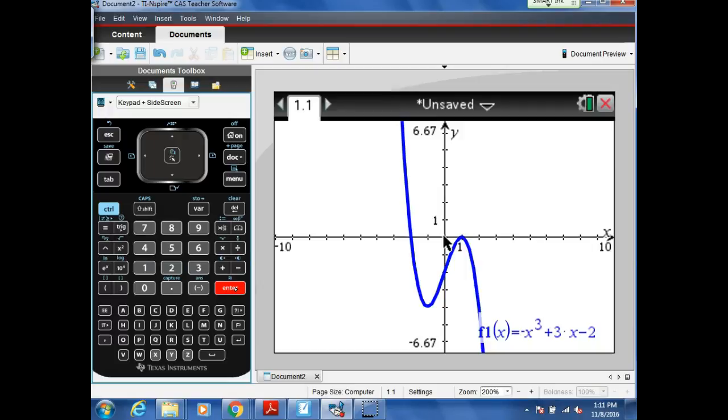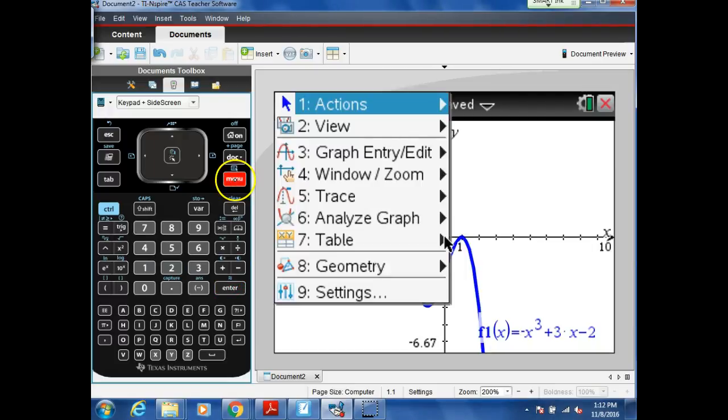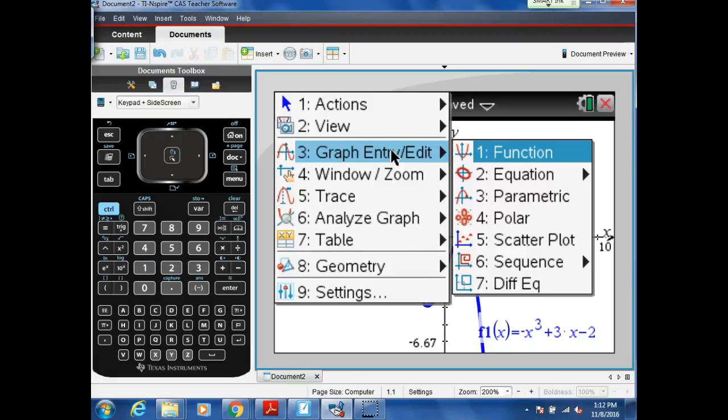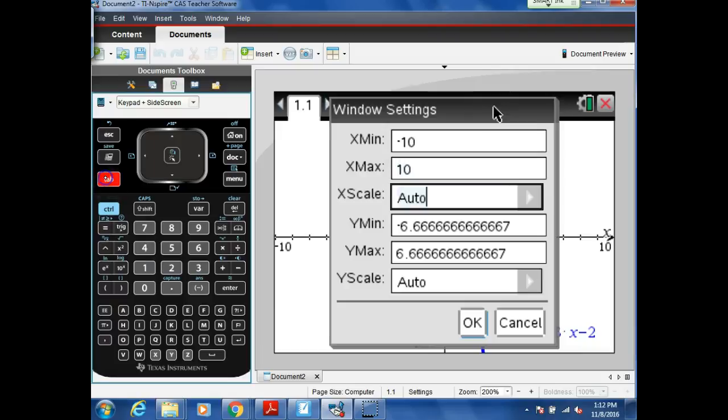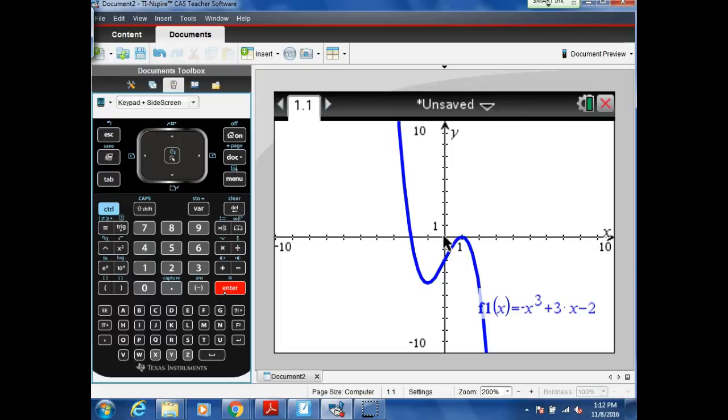Okay? So there's mine. I didn't graph it. I thought I had this on a whole, negative 10 to positive 10, all by ones. There it goes. Now it looks much better.